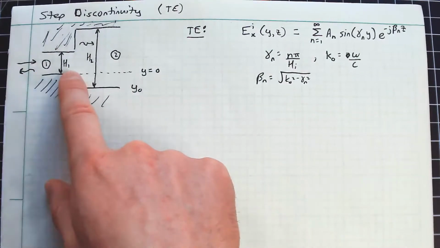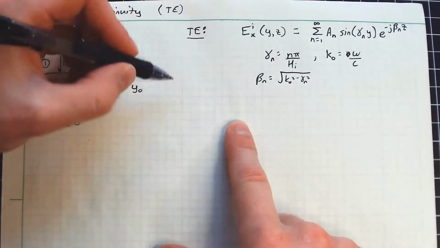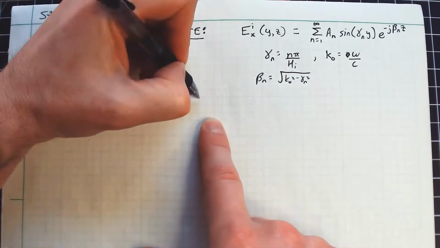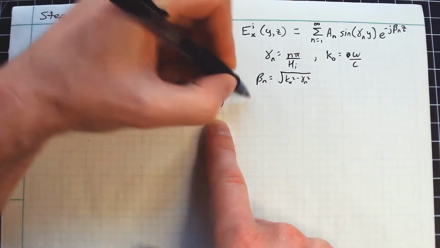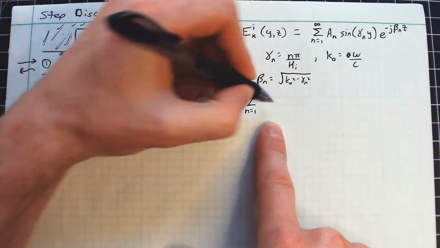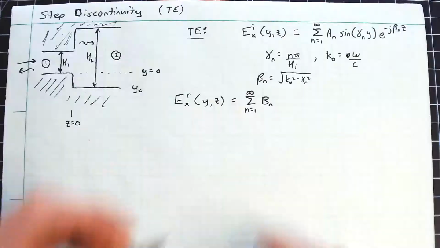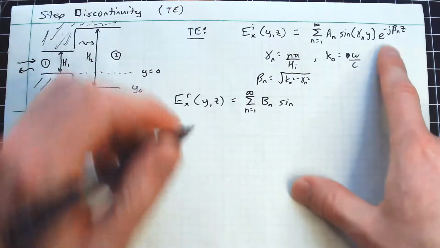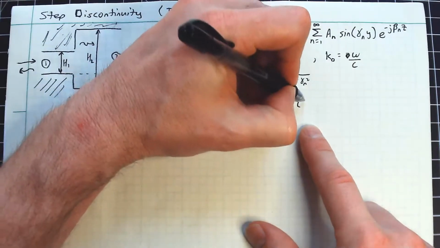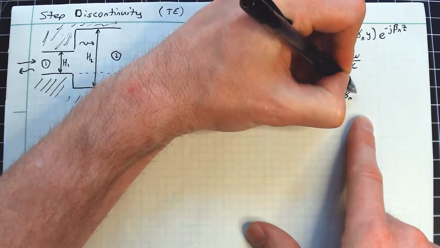We're now going to ask, what happens when some energy wants to reflect here? I'm going to write E sub x r for the reflected electric field as a function of y comma z, equal to the summation from n equals 1 to infinity of B sub n, not to be confused with beta here. It's going to have exactly the same form, just that the sign changes to indicate that the waves are propagating in the other direction, so e to the plus j beta sub n z.